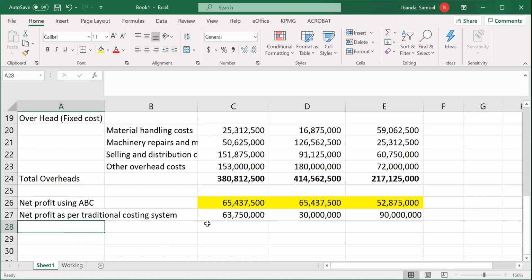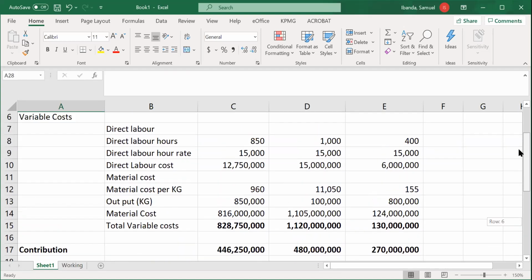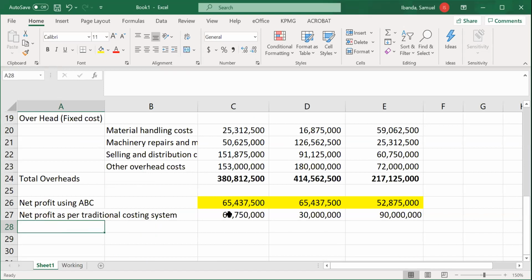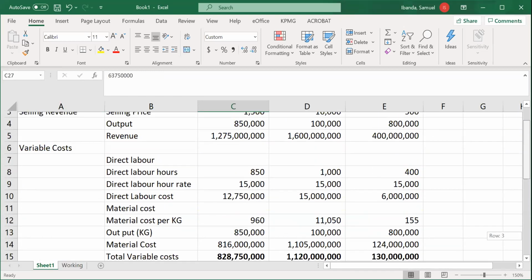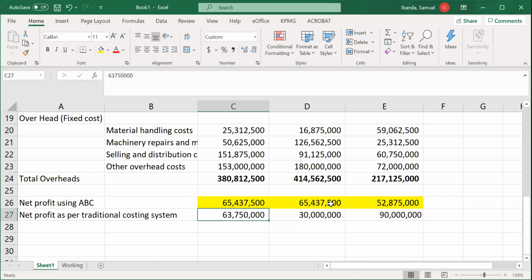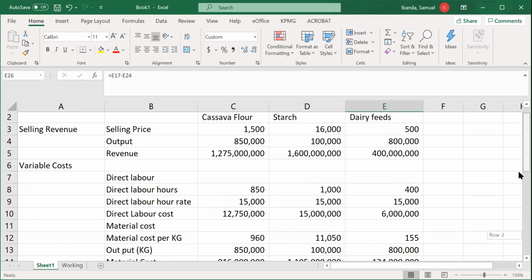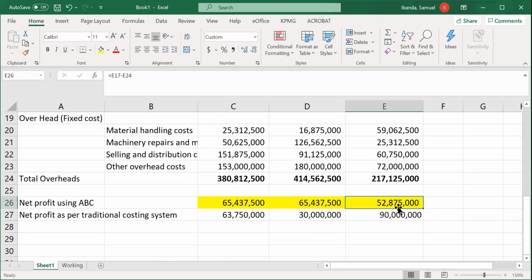So we are going to compare the two. So we can see that for cassava flour, the profitability is 65, but ABC gives us 63. When it comes to starch, the profitability is 65. Here it gives us 30. So when it comes to our so-called dairy feeds, this gives us a profitability of 52, and this gives us a profitability of 90.